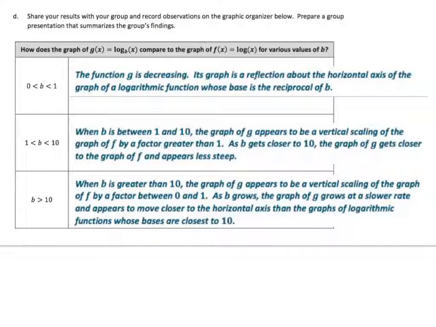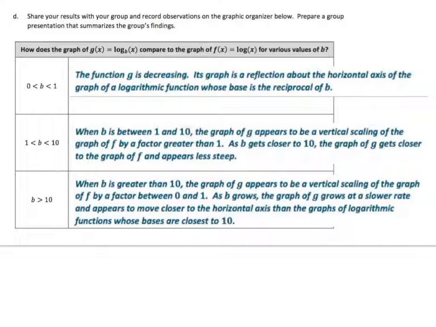D, share your results with your group. I went ahead and copied the answers in here so we can talk about all of them since we didn't have groups. When your base was a fraction, the function is decreasing. Its graph is a reflection about the horizontal axis. When your base is between 1 and 10, the graph appears to be a vertical scaling of log base 10 of x by a factor greater than 1. As the base gets closer to 10, the graph g gets closer to the graph of f and appears less steep. And then when we get much greater than 10, it's a vertical scaling by a factor between 0 and 1.